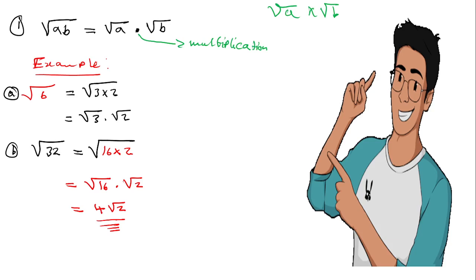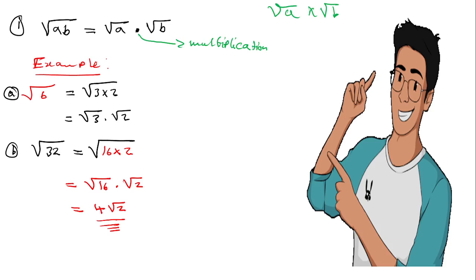So square root 32 is simply equal to the square root of what? 8 times what? Times 4, isn't it? So this one will simply give you square root 4 dot square root what? 8. And then the square root of 4 is simply 2 square root 8.